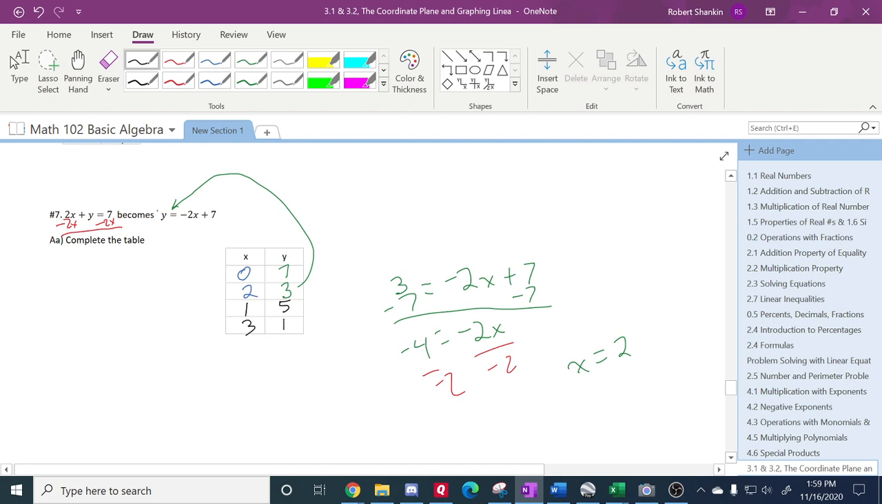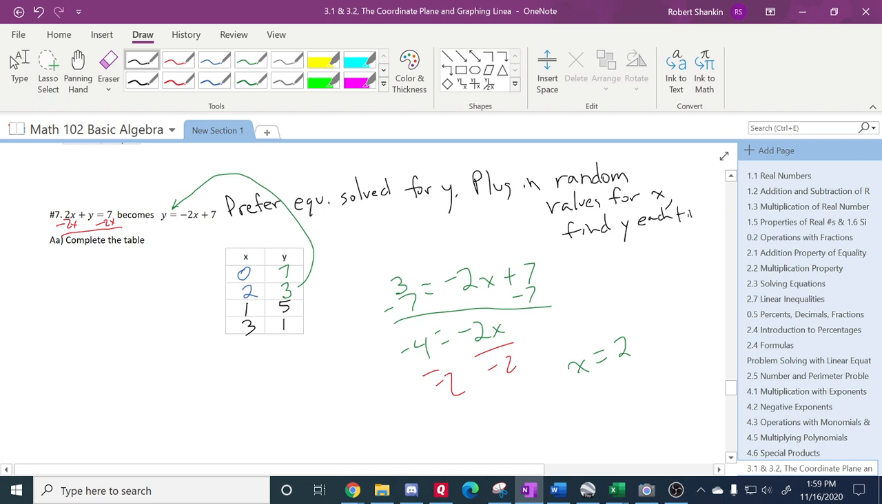So, we prefer an equation solved for y. And then you plug in random values for x and find y each time. So that can tell you about the relationship.